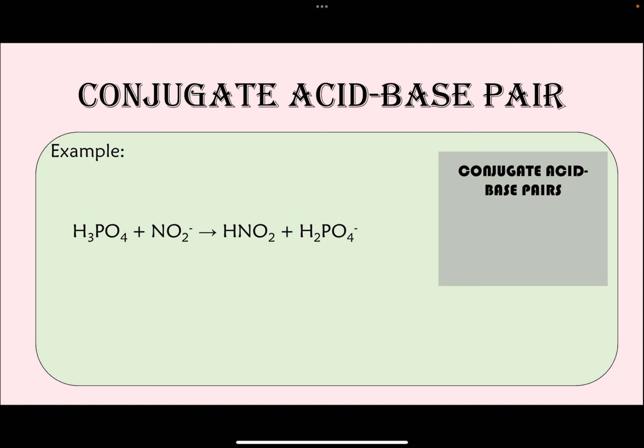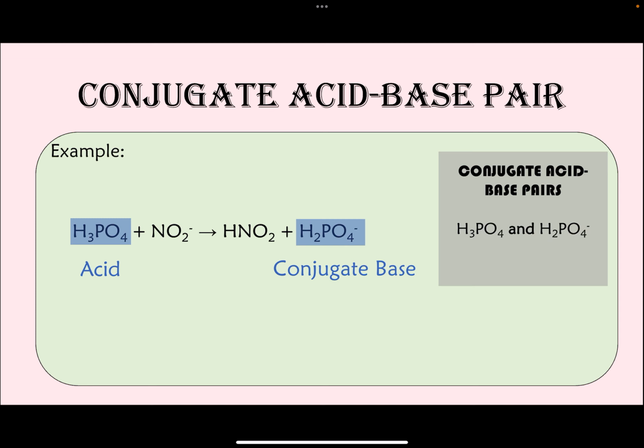Here we have another example. We notice that H3PO4, which is phosphoric acid, is converting into H2PO4 minus. This one is donating a proton, so that means H3PO4 is the acid and H2PO4 minus is its conjugate base. So that's a conjugate acid-base pair. Then we see that NO2 minus is converting into HNO2. That means NO2 minus is accepting a proton, so that's a base, and then HNO2 is its conjugate acid. Together, both of them are a conjugate acid-base pair.